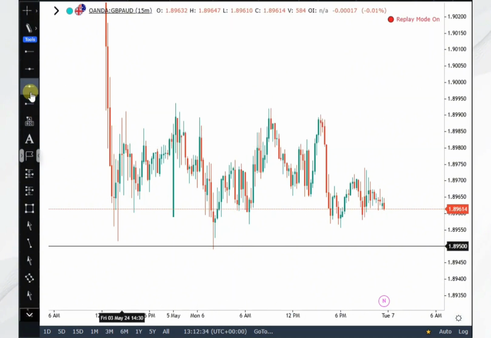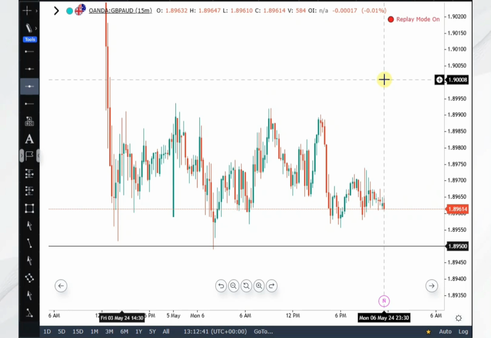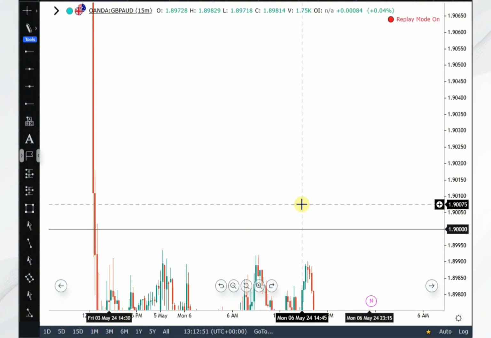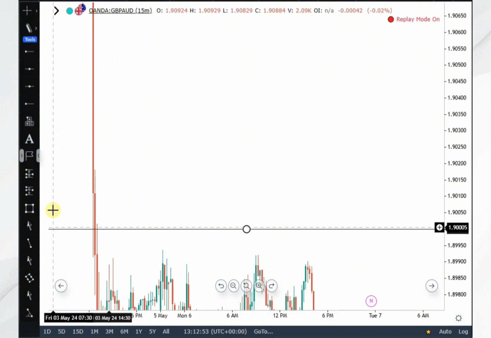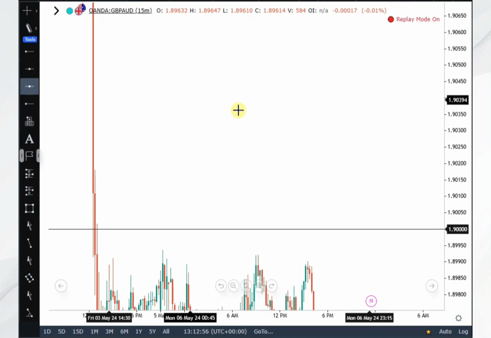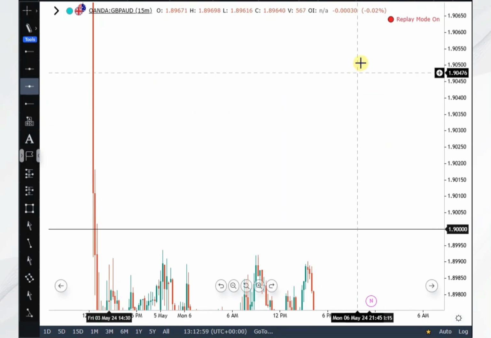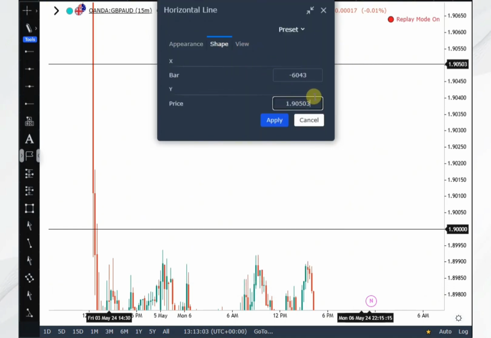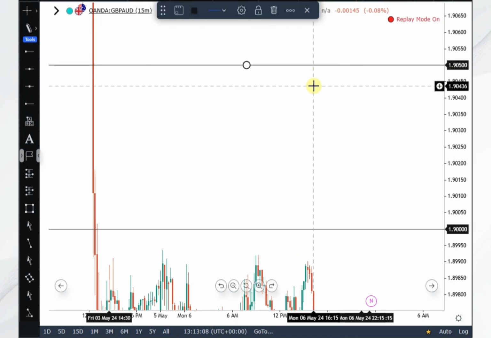The next one will be, because this is 1.8950, the next one will be 1.900. So this is it. You click and then edit it. The next one will be 1.90500, right? So we look for our tool, this is it. Edit it. And so on and so forth.